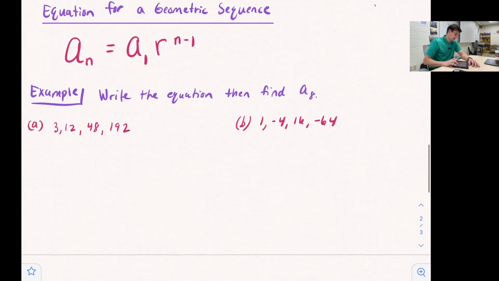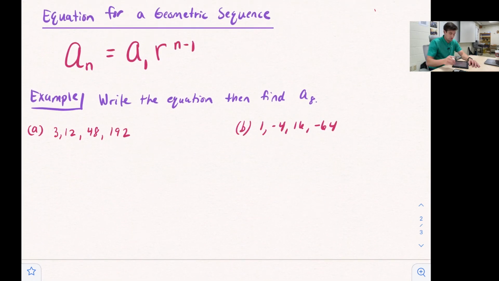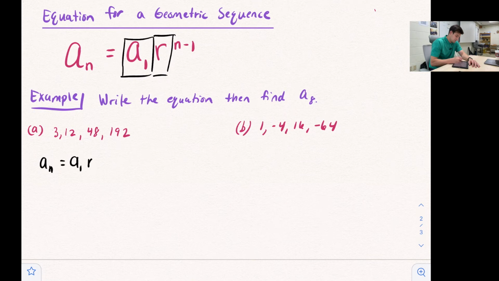Okay. Last thing, there is also an equation for a geometric sequence. So we saw this once again with arithmetic sequences. Our equation for a geometric sequence is a sub n equals a sub 1 times r to the n minus 1. Okay, so really we just need to identify 2 things: the first term, which is a sub 1, and then our common ratio, which is r, okay? So I'm going to go ahead and write this down. A sub n equals a sub 1 times r to the n minus 1 on both of these examples.